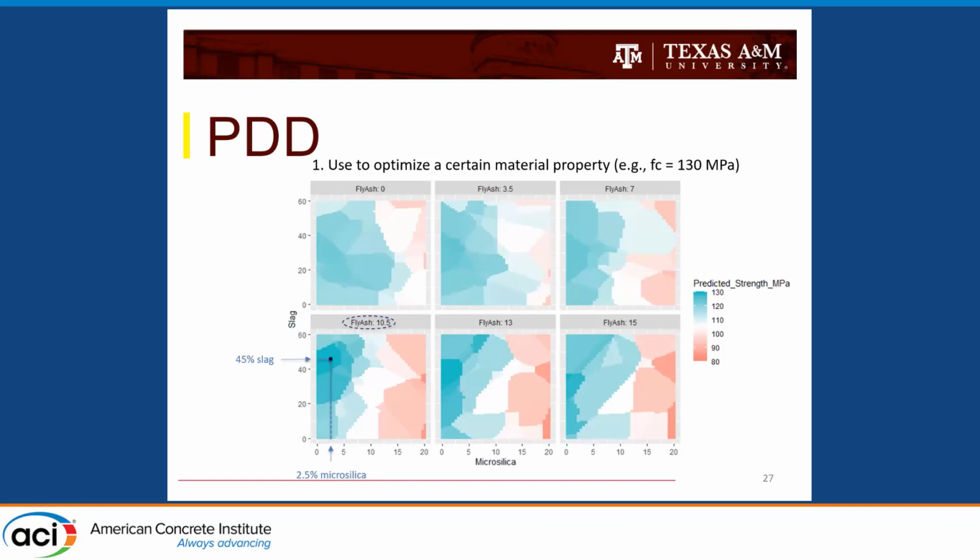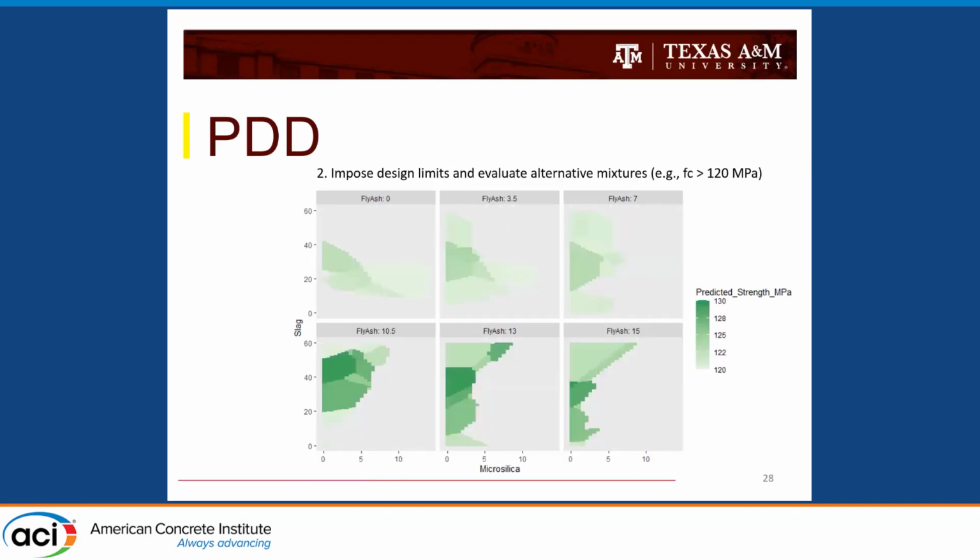For example, 2%, 2.5% microsilica, 45 slag, 10.5 fly ash, and test this mixture in the lab and see if actually these models are working well or not. We can also use these diagrams in the filter mode, so we can exclude mixtures that will not achieve the required design limits.